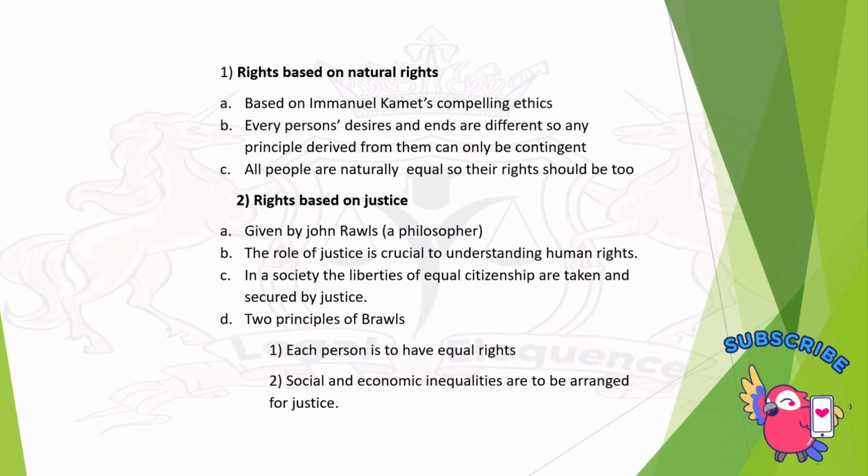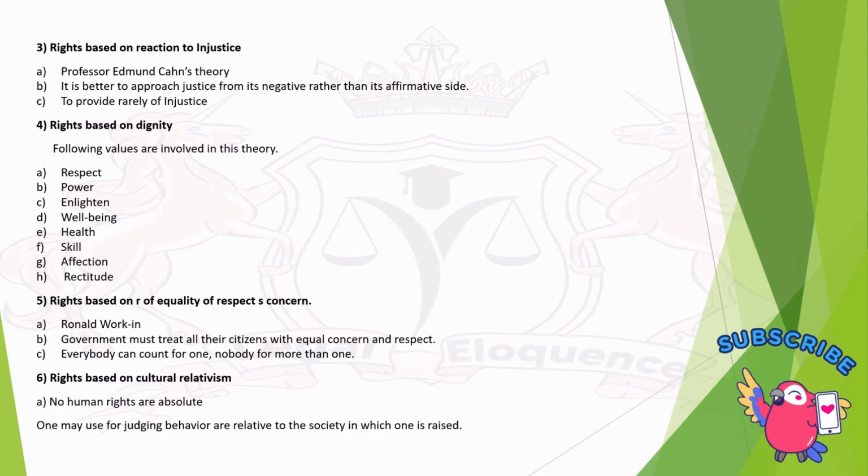Two principles of Rawls. Each person is to have equal rights. Social and economic inequalities are to be arranged for justice. Rights based on reaction to injustice. Professor Edmond Cahn's theory: it is better to approach justice from its negative rather than its affirmative side, to provide a sense of injustice. Rights based on dignity.